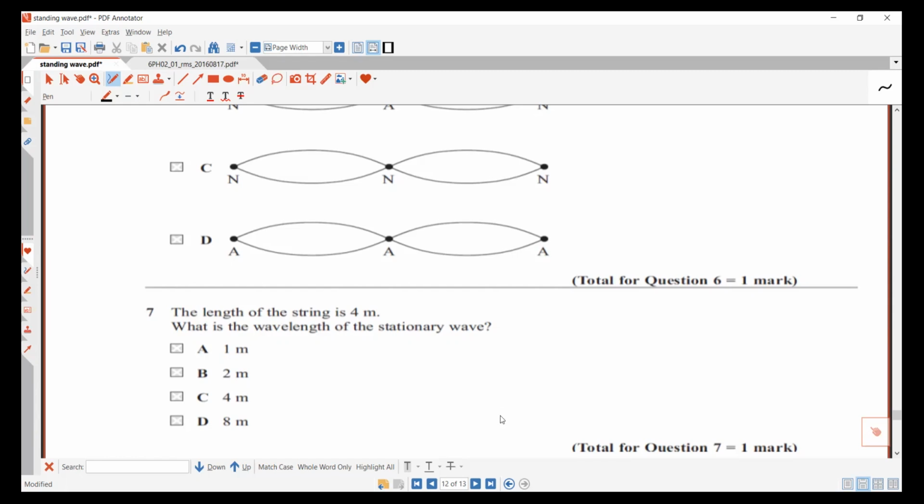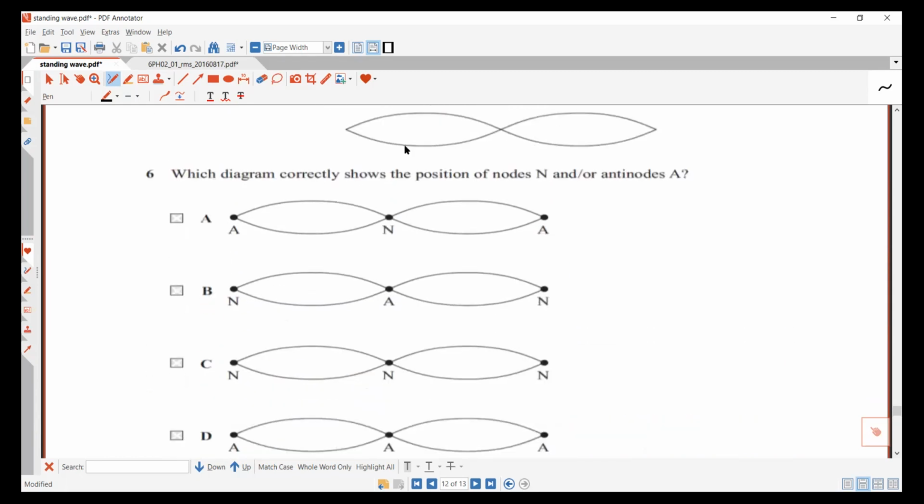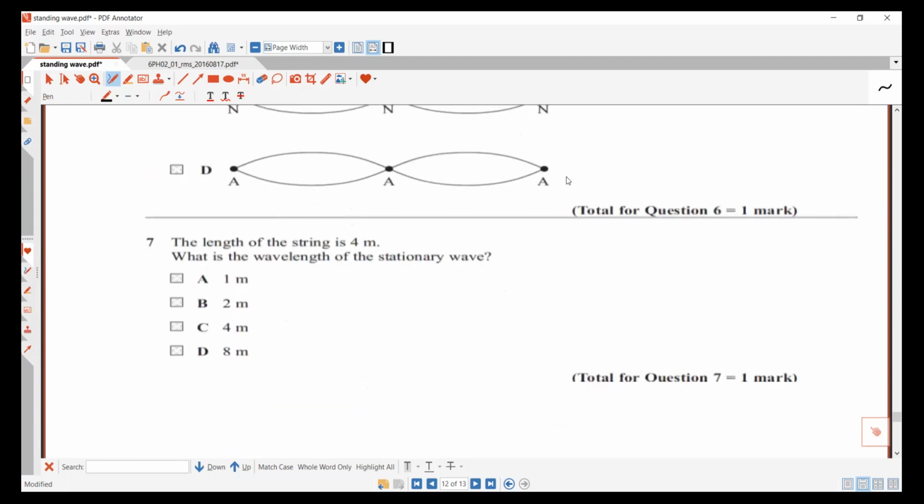You can see this graph yourselves. Is this the second fundamental frequency? Can you see this? Because there are two antinodes here. So for the fundamental frequency, the lambda formula is lambda is equal to 2L by n. Cancel, lambda is L. So what's the length of the string? 4. So your lambda will also be 4. Therefore C is your answer. Is this understood?